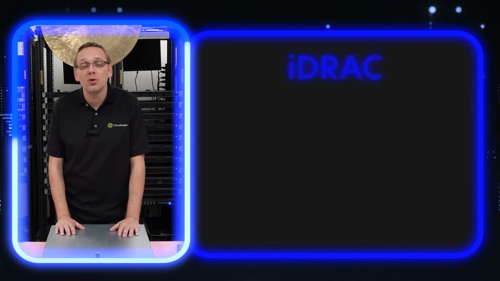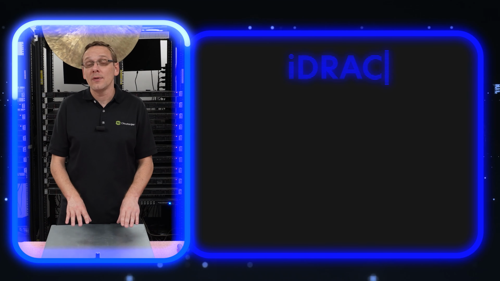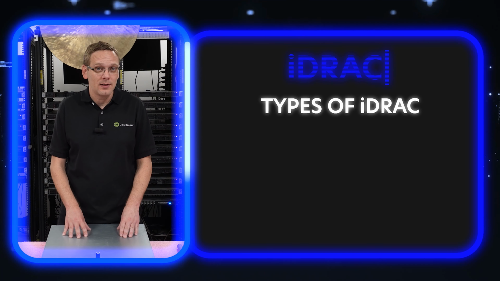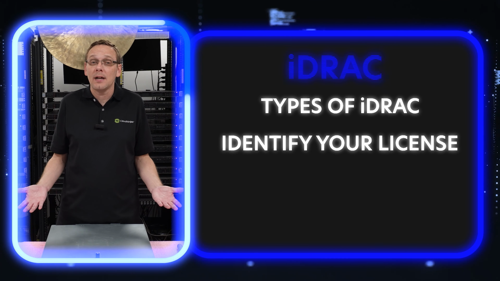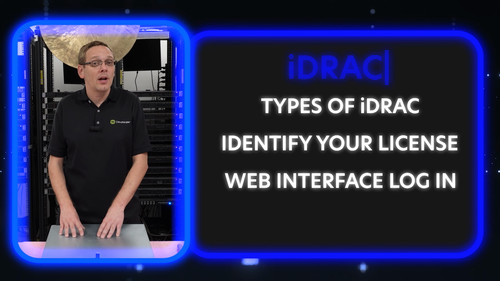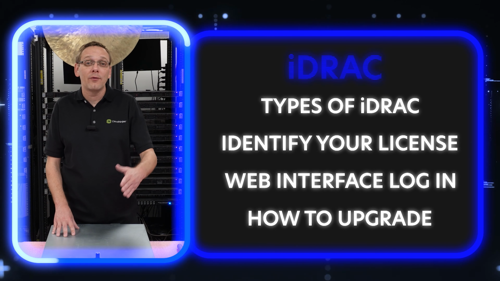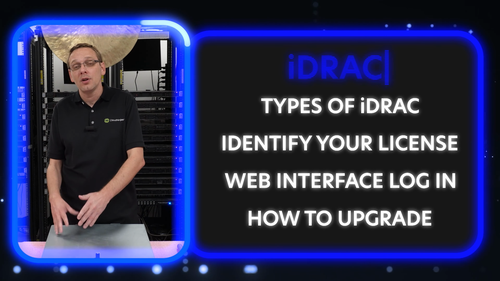So what we're going to do in this video is show you how to update your iDRAC. We're going to go over the different types of iDRAC licenses. We're going to show you how to identify what type you have if you're not sure. Then we're going to show you how to log into the iDRAC web interface or the web portal, and then we're going to show you how to upgrade from Express to Enterprise, which is really what you want.